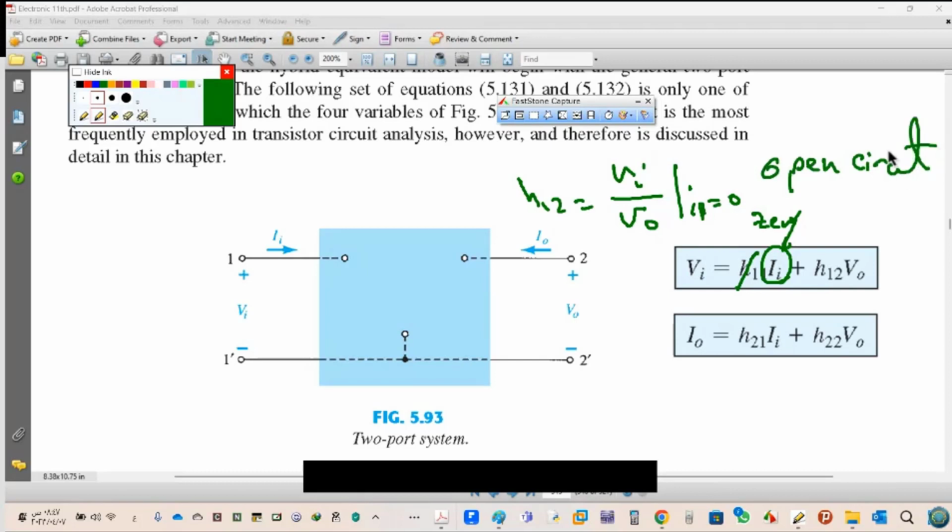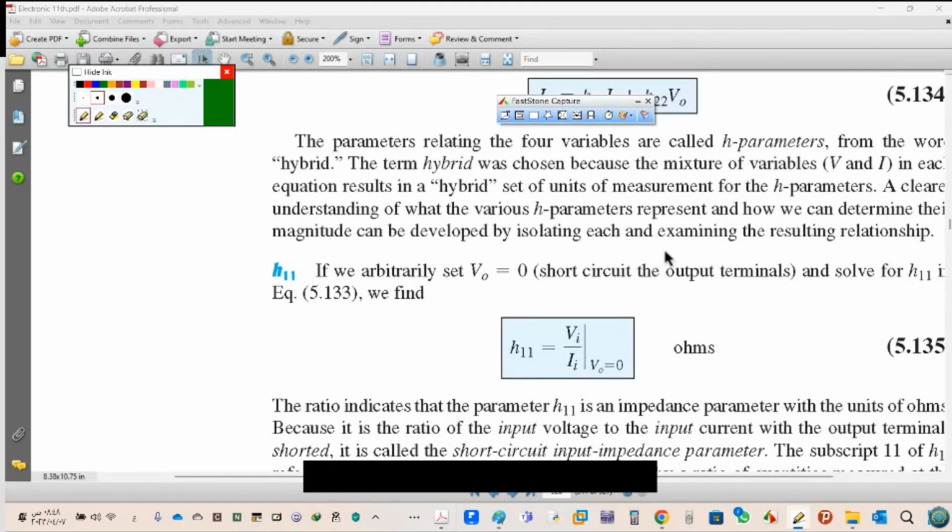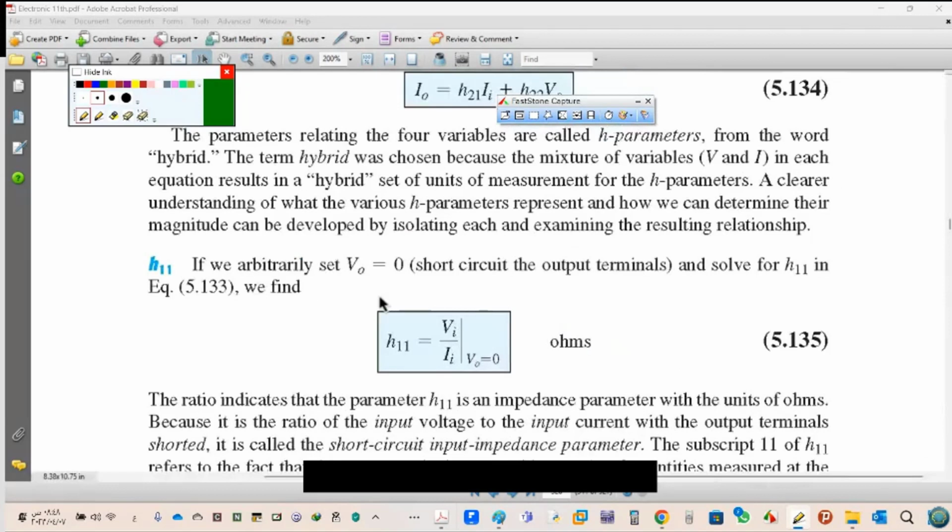So here we have two cases. One time will be open circuit, another time will be short circuit. Then to find the relationship between input with input, input with output, output with input, and output with output, let's see here in our book this explanation in detail. See here, H11, when the VO is 0, short circuit the output terminal. So we can find H11 as explained to you.